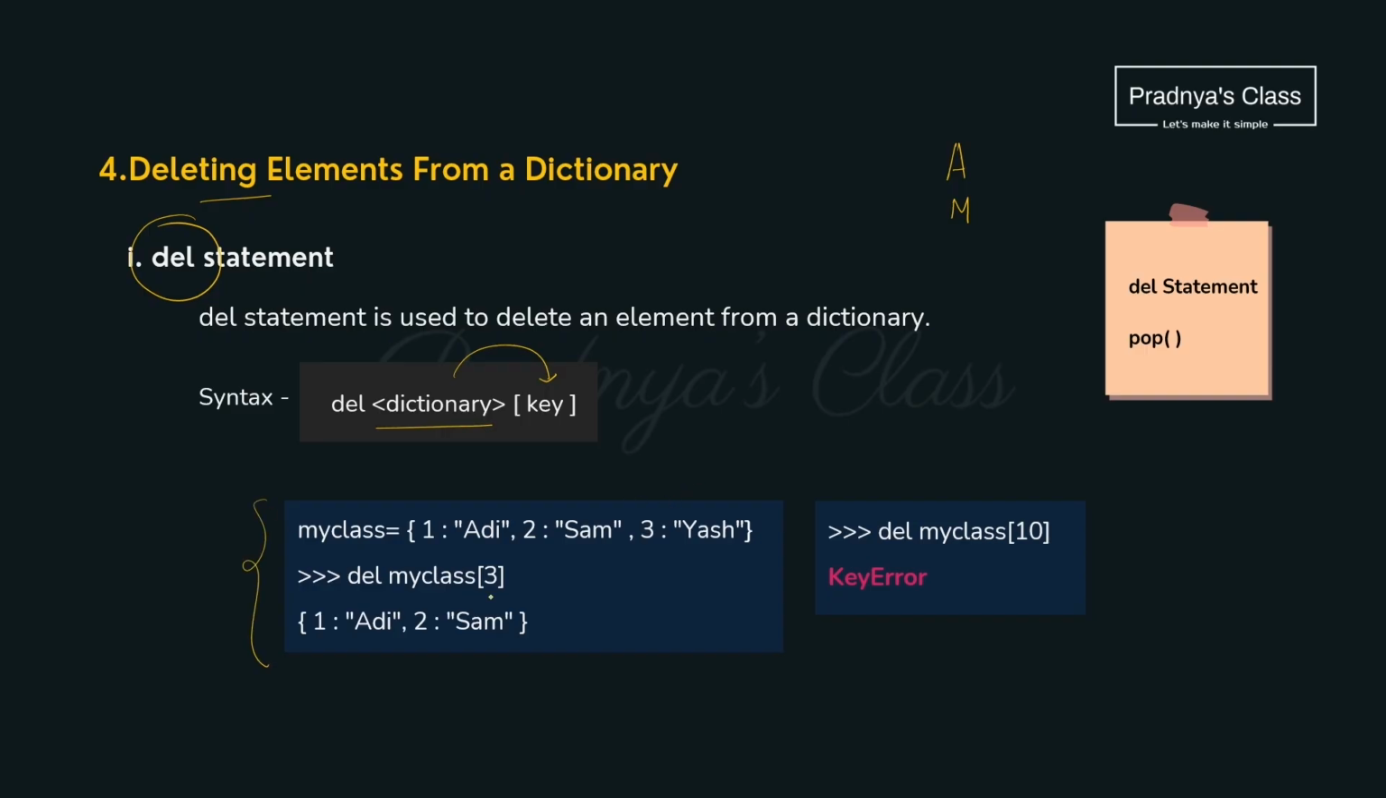Look at this example. We mentioned key 3. So this key value pair got deleted from the dictionary. If this key doesn't exist in the dictionary, you will be getting a KeyError exception.